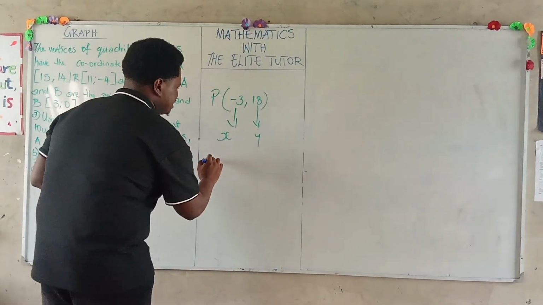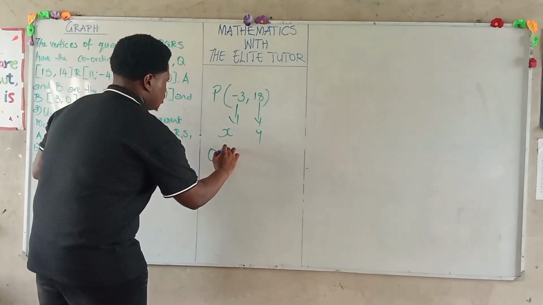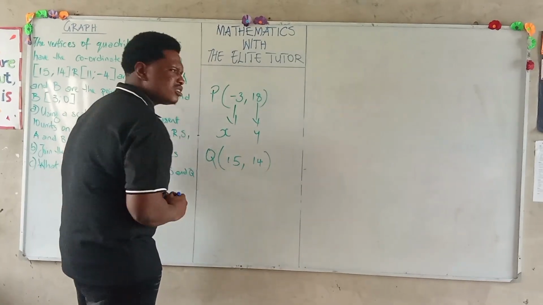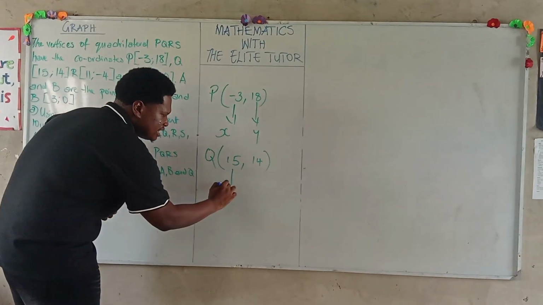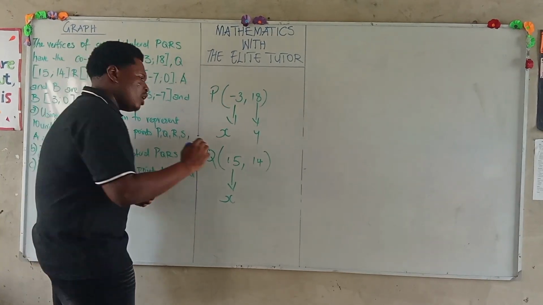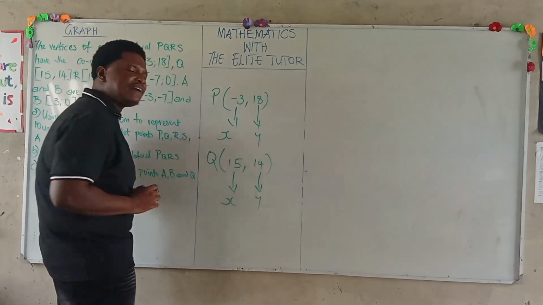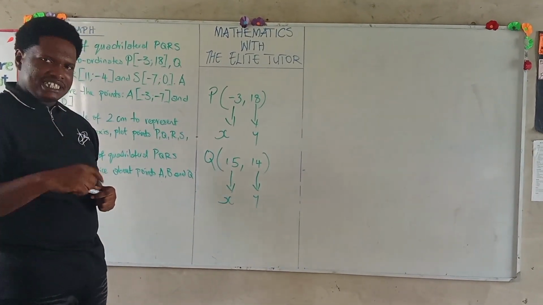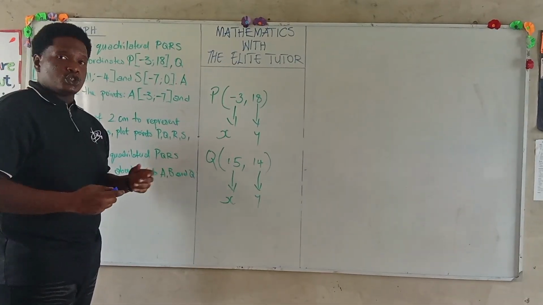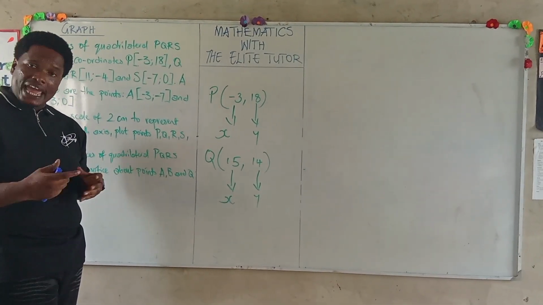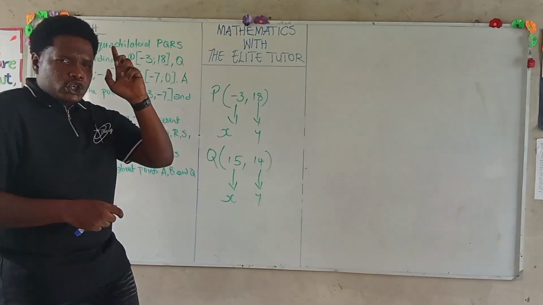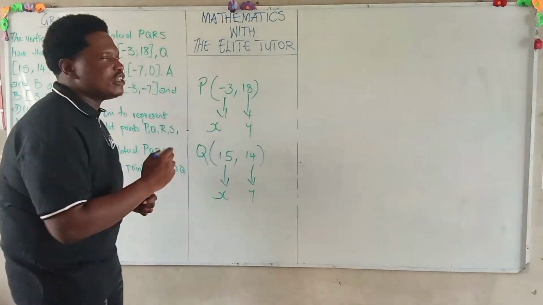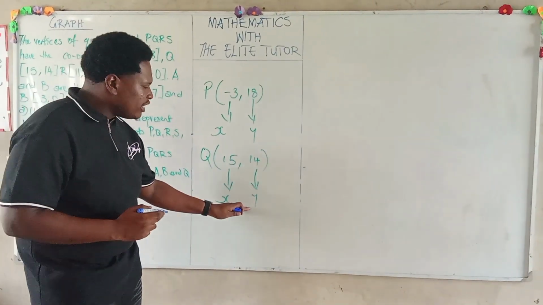Let's take the Q coordinates. For the Q we have 15 and 14. What does this mean? The first value, which is 15, is always the value of x, while the second is always the value of y. Now, this is how to interpret the graph, very, very easy. Because now you don't have a table, so how do you know which is the value of x and which is the value of y? The first number in any coordinate is always the value of x, while the second value in a coordinate is always the value of y.